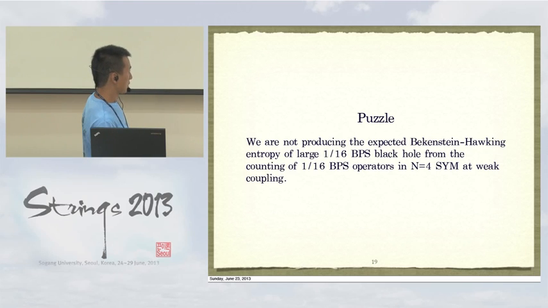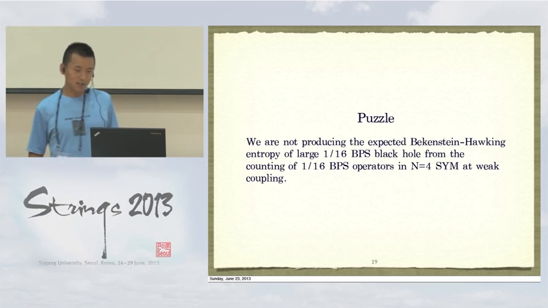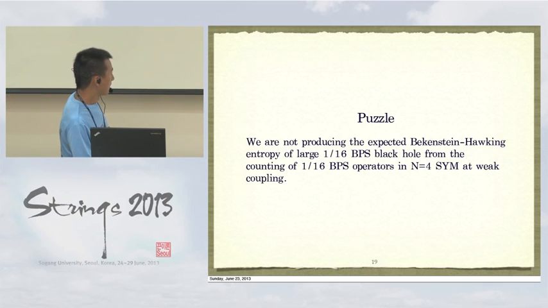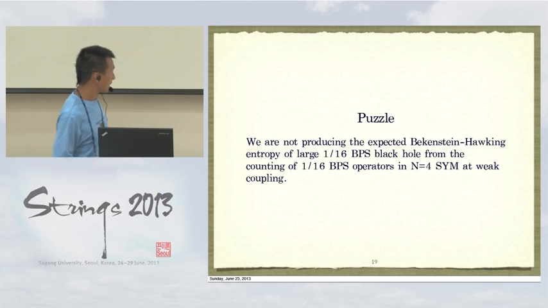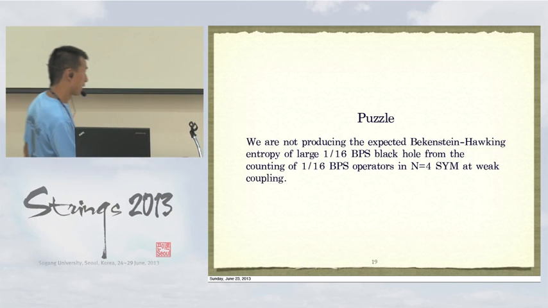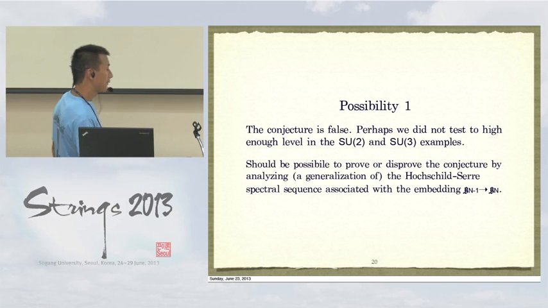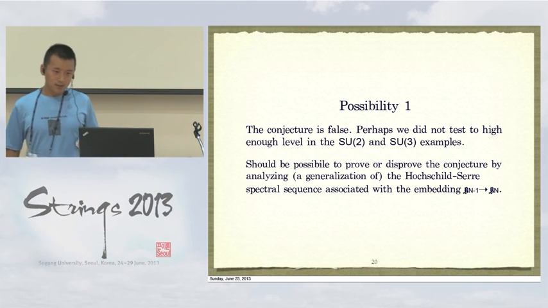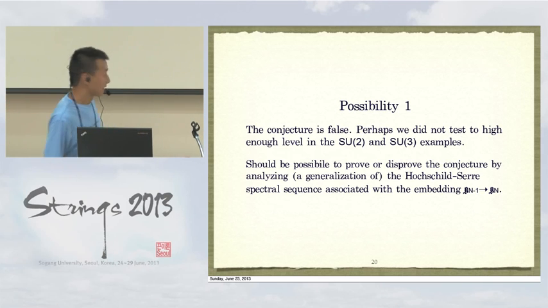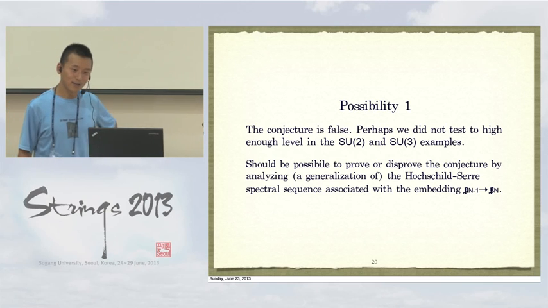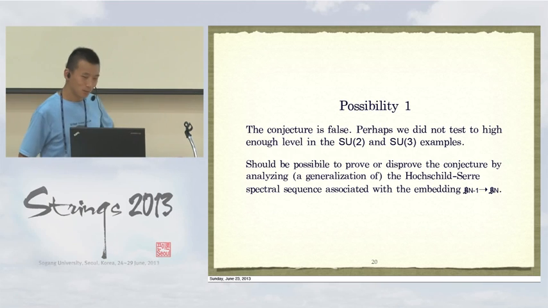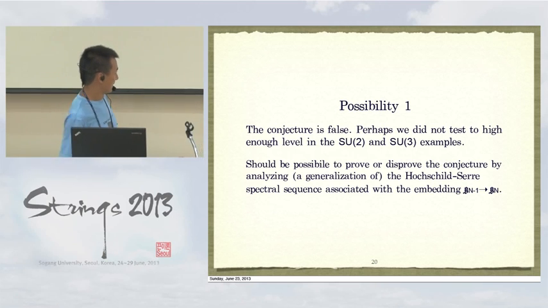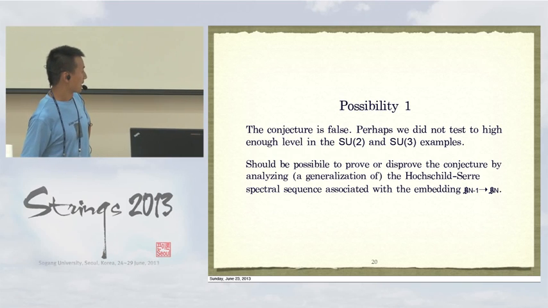Of course, you may ask, why do I expect to get this just by staring at this gauge theory at weak coupling? Well, first of all, there seems to be no reason for this number of BPS operators to jump in this particular N=4 super-Yang-Mills theory. At least I don't see evidence for this. There are a few possibilities. First of all, of course, it might be that the conjecture is false. Maybe we didn't do this computer test to high enough level in the SU(2) and SU(3) examples. But at least in the SU(2) case, I think we've gone to a reasonably high level and find it kind of unlikely for this possibility to be true.